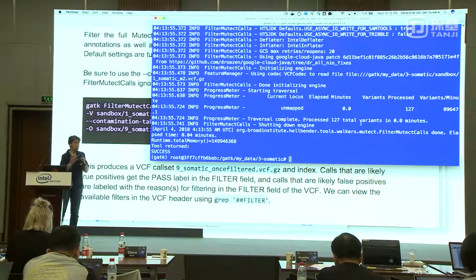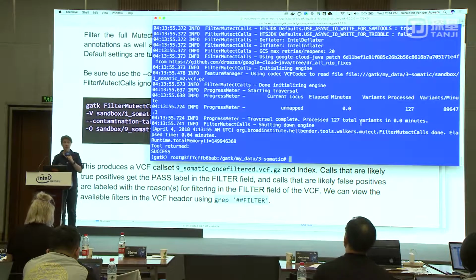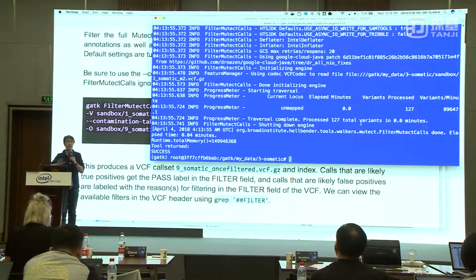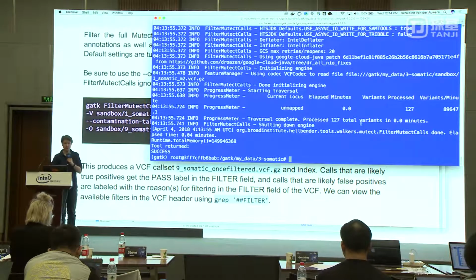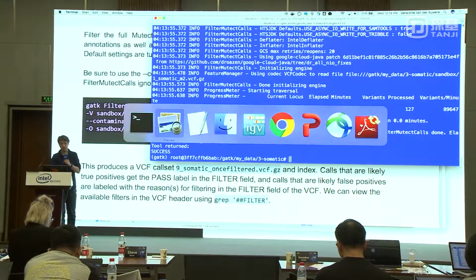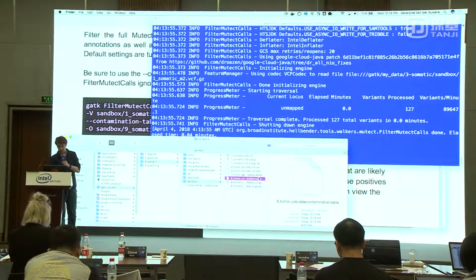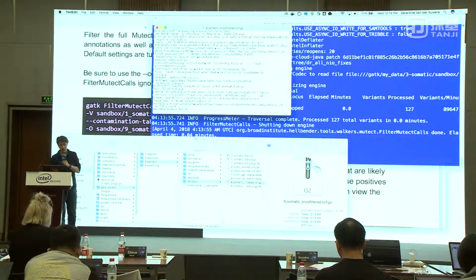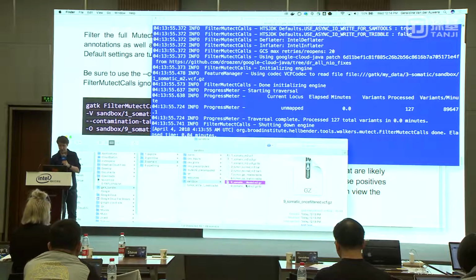Now, as usual in GATK, when we're talking about filtering things, we're just talking about adding a filter annotation. We're not going to remove any sites from the VCF. We leave everything in there and just annotate them. It is possible to get things extracted and removed, but by default, it's all in there. Right. So open that. It's compressed, of course.